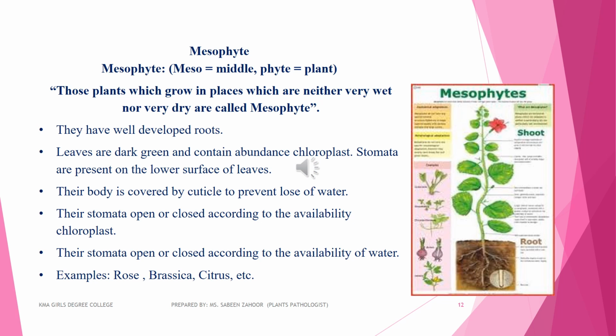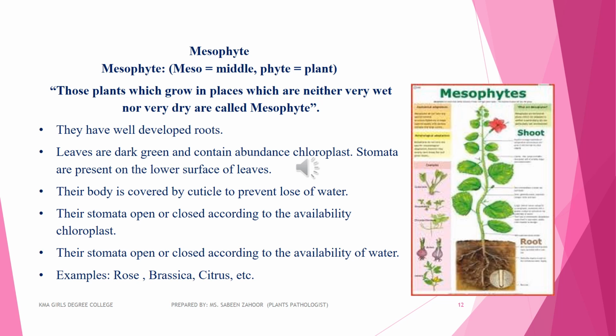Mesophytes. Meso means middle, intermediate or moderate, whereas phyte means plant. Those plants which grow in places which are neither very wet nor very dry are called mesophytes. Right? Mesophytes mostly grow in the tropical regions, in areas where there is not a very low amount of water with very high temperature, nor a very high amount of water with very low temperature. Right? What kind of condition is it? Moderate condition. Is this clear?